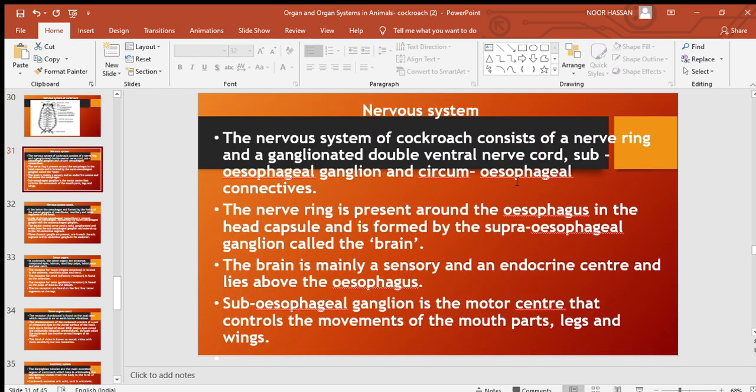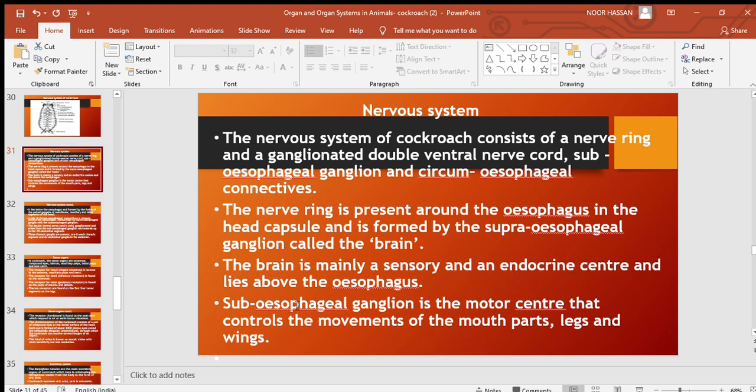The nervous system consists of a nerve ring and a ganglionated double ventral nerve cord, subesophageal ganglion, and circumesophageal connectives. The nerve ring is present around the esophagus in the head capsule, and it is formed by the supraesophageal ganglion, which is also called the brain. The brain is mainly sensory in function. In addition to that, it is also an endocrine center, and it lies above the esophagus. That is why it is called supraesophageal ganglion. Supra means superior to the esophagus. It is both sensory in function and the endocrine center.